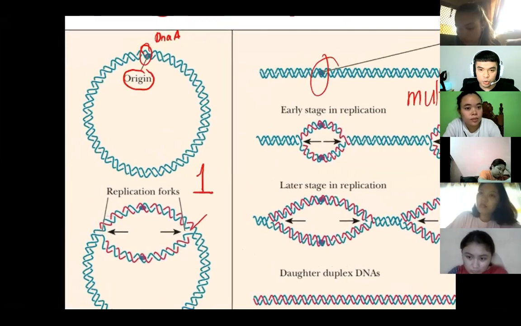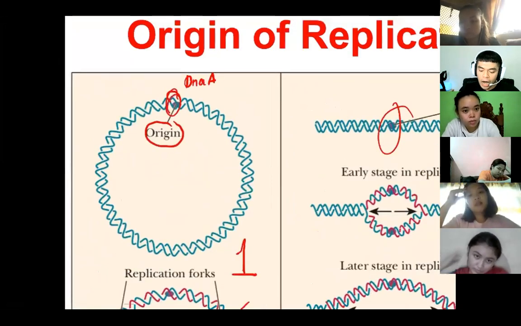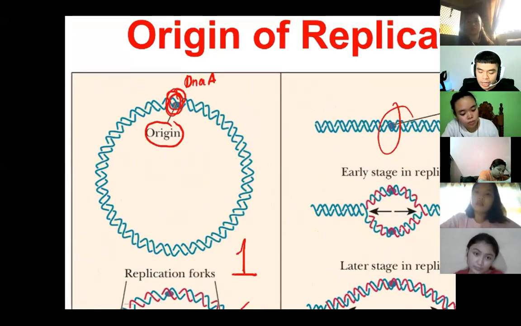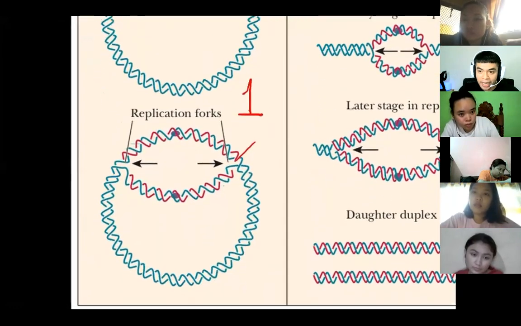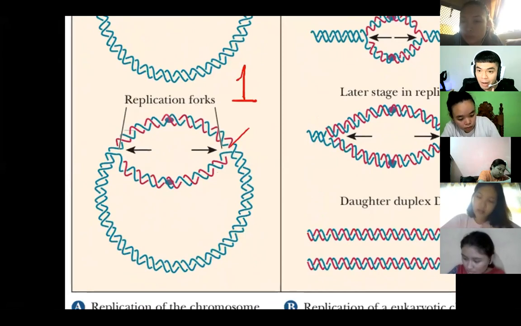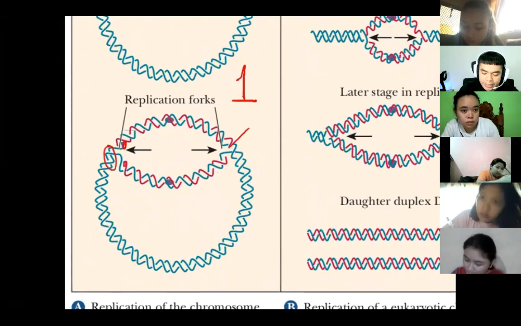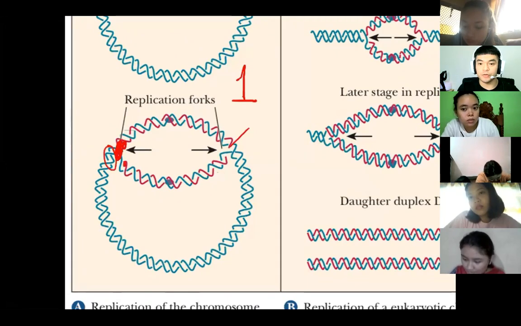Okay, this structure. So focus tayo sa prokaryotes. Kapag lumobo ang origin of replication, tendency may bubble na mangyayari. And take note, ang tawag natin sa boundary between this part, yung double-stranded structure, and yung isa na naghiwalay na single-stranded, ang tawag doon, replication fork. Okay? Replication fork ang tawag dyan.